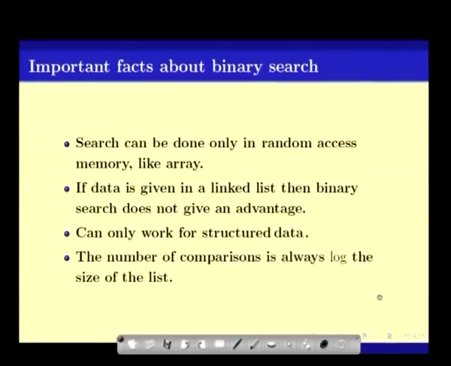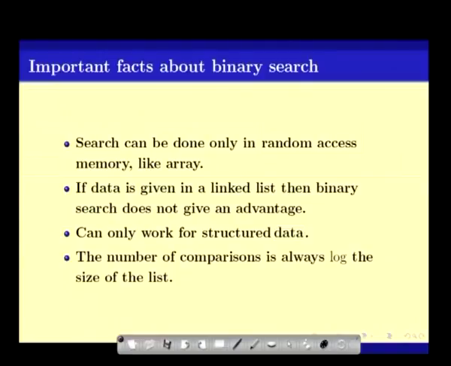So, we have here exhaustive search, which can work on anything, whereas binary search can work only for structured data. The big advantage why we keep on talking about binary search is that the number of comparisons is only log of the size of the input list, whereas in exhaustive search it is linear in the size of the list. This can make a lot of difference.